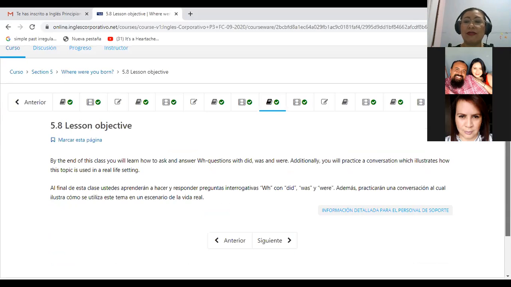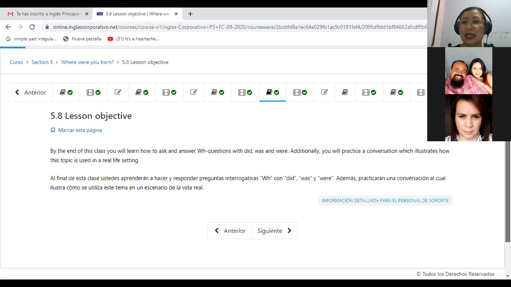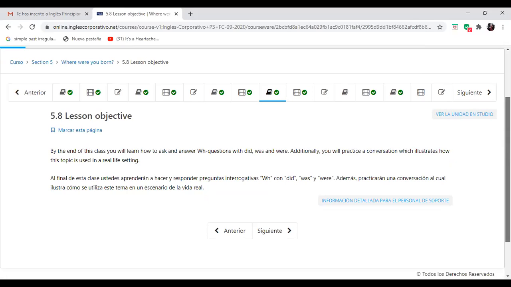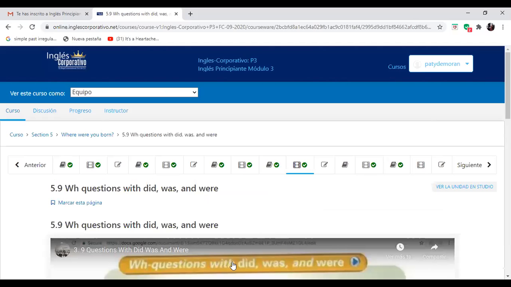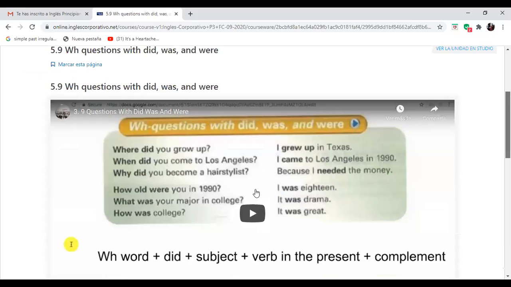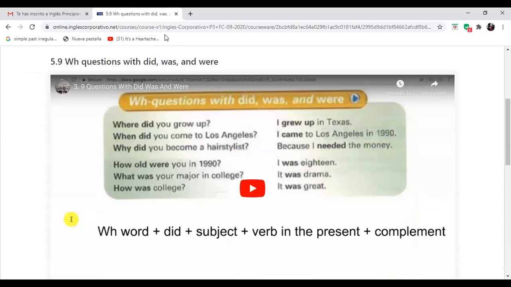Now, regarding the 5.8 lesson objective, it says: by the end of this class, you will learn how to ask and answer WH questions with did, with was, and where, okay? Additionally, you will practice a conversation which illustrates how this topic is used in real life settings. And again, if you go to the platform, you will have this video with WH questions with did, was, and where. So let's see if I'm sharing.